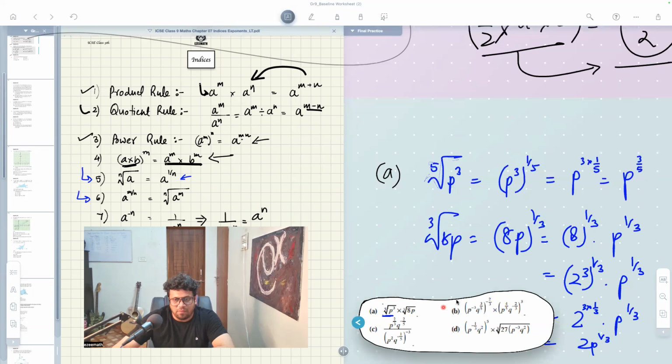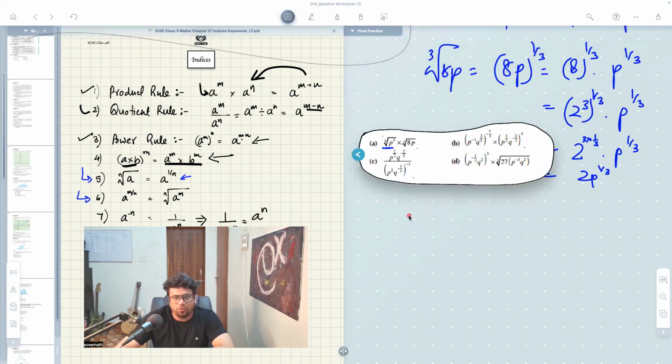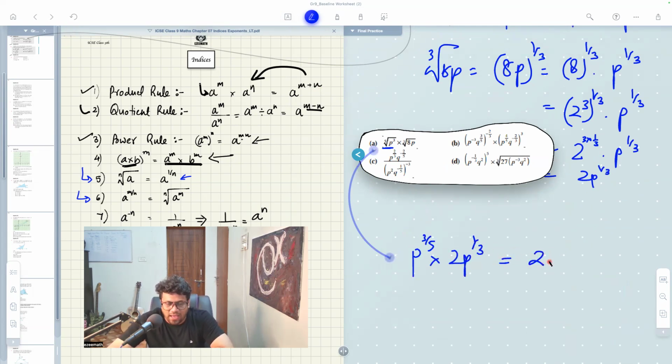Now we're going to have to multiply both of them. So for this one, it's p to the power of 3 by 5 multiplied by 2 times p to the power of 1 by 3. And 2 as it is, p to the power of 3 by 5 plus 1 by 3 is what you're going to get. It becomes, with the LCM 15, 9 plus 5, that's 2p to the power of 14 by 15.